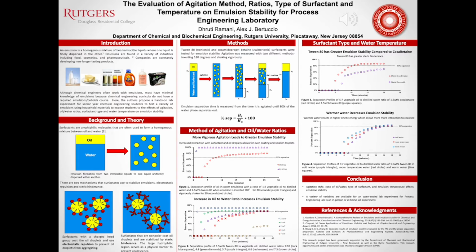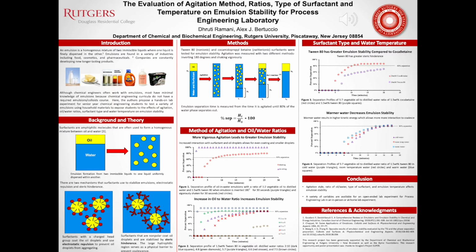Another thing we tested was the oil and water ratios, and found that as there was a higher ratio of oil to water, it created a more stable emulsion. So as there was more oil, it was a more stable emulsion. And this is probably due to the fact that there are more oil droplets, so in order for them to combine back together, it would just take a longer amount of time.